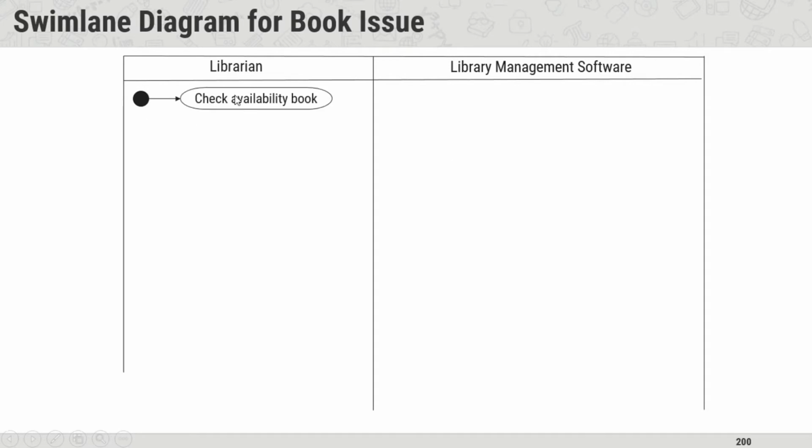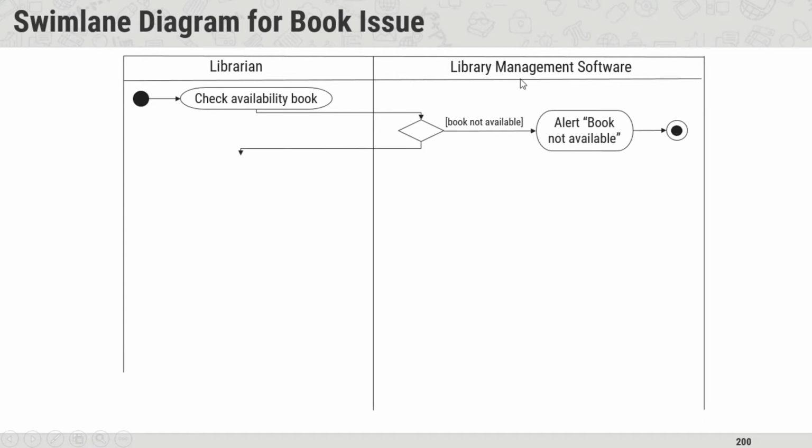So first of all, the librarian will check the availability of the book. Then, if the book is not available, the library management system will give the alert that the book is not available and will stop. If the book is available, the library management system will hand it over to the librarian, and he or she can validate the members.